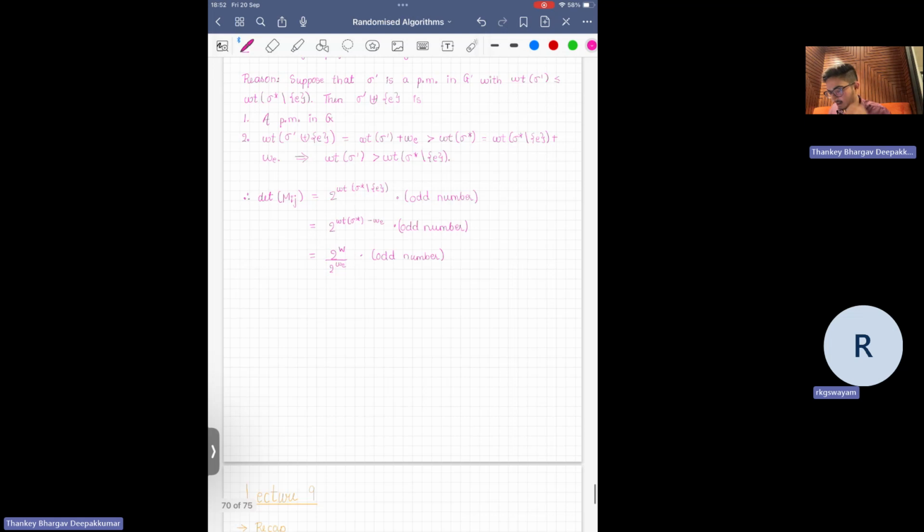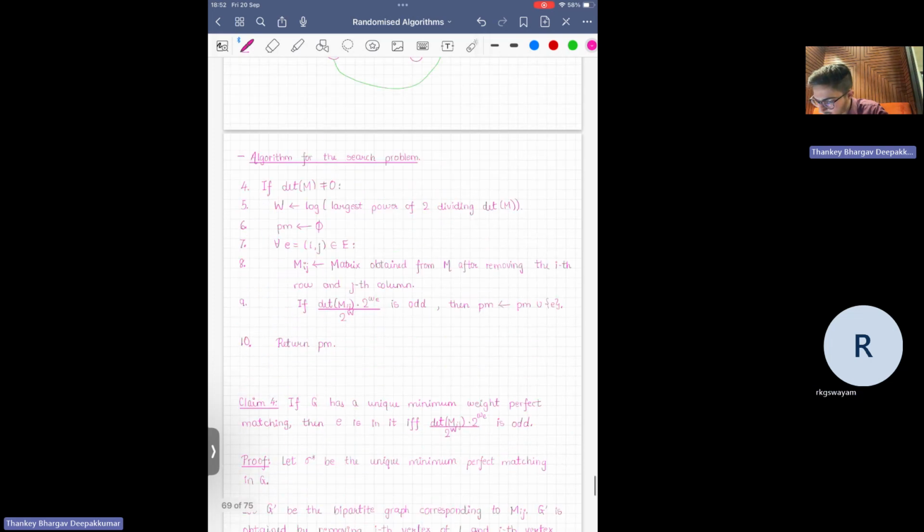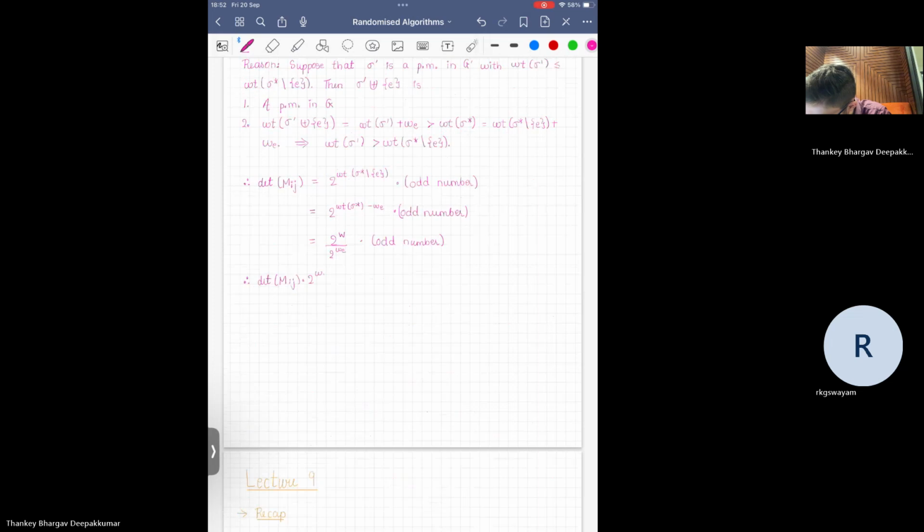And therefore, what were we checking? The determinant of Mij times 2 to the small w. So what is this? These two cancel out and these two cancel out, so this is just an odd number.